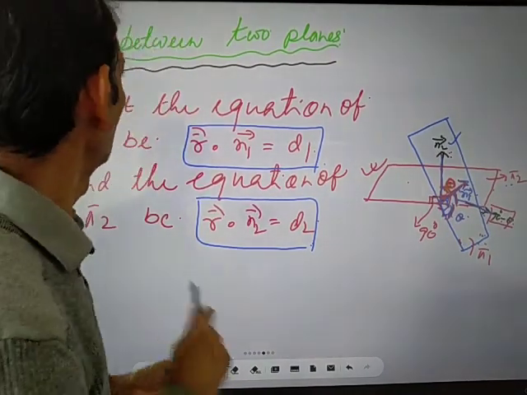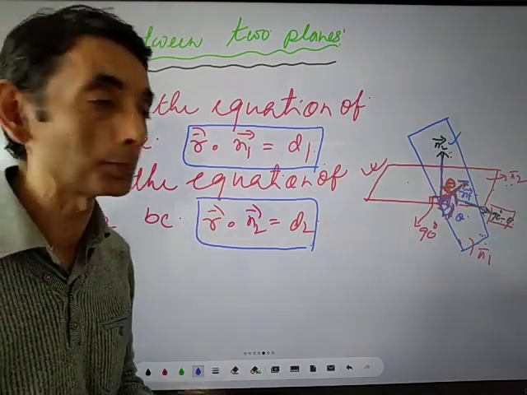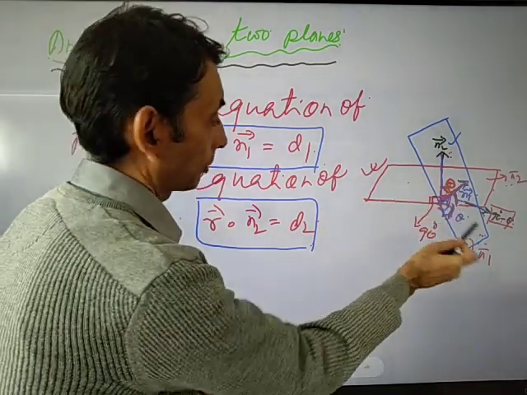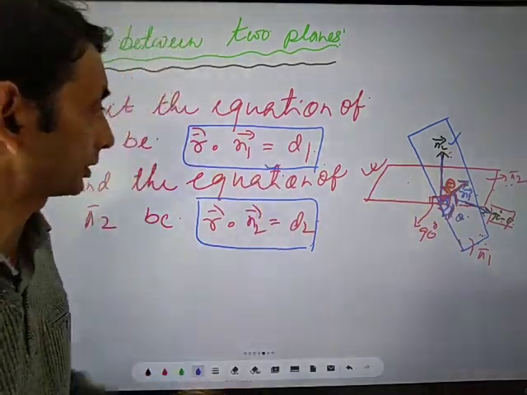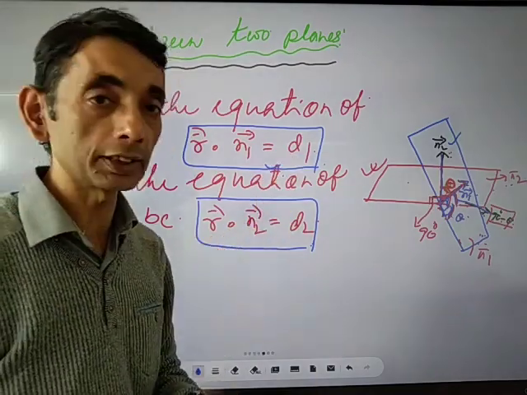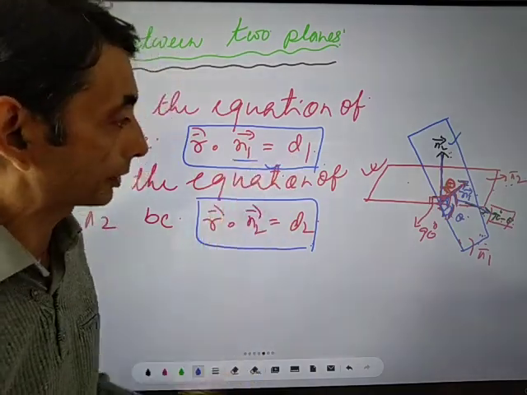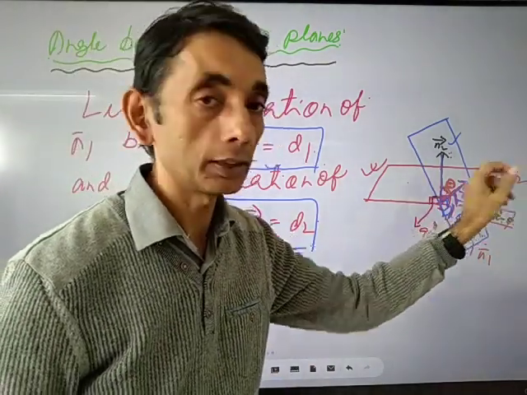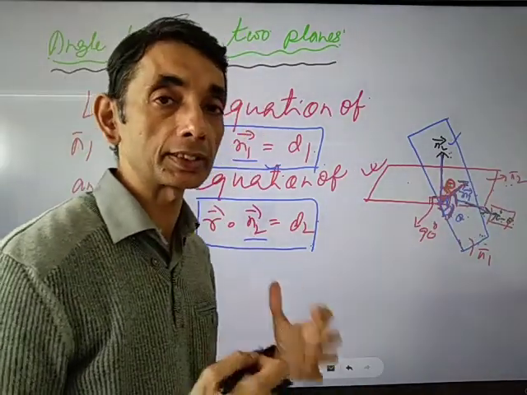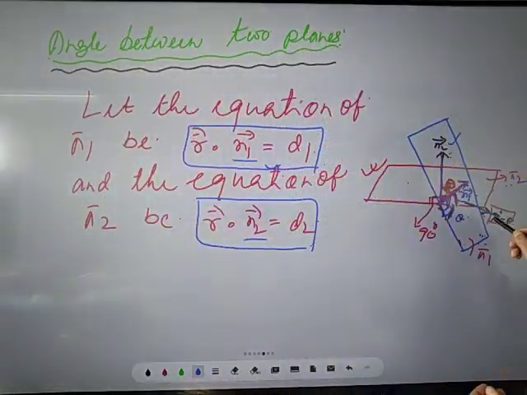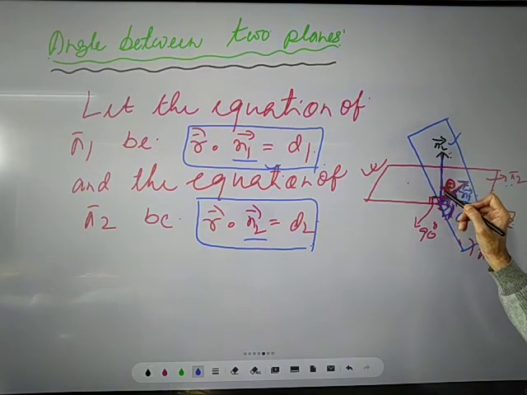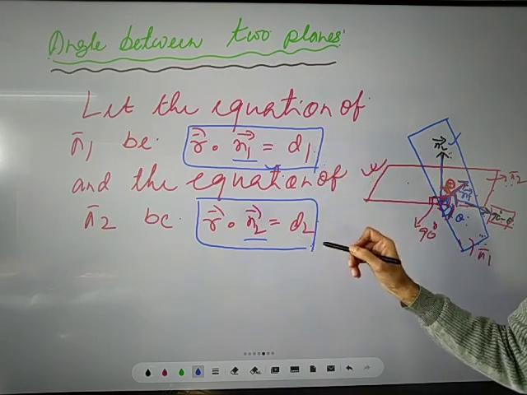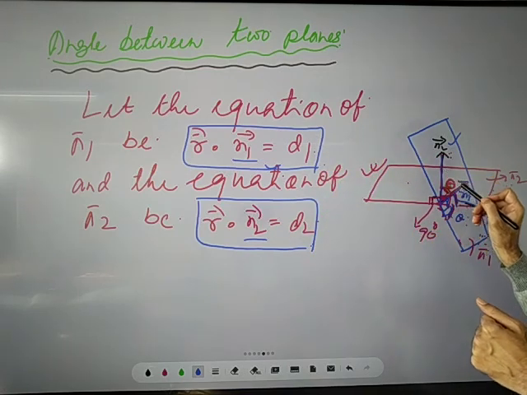Welcome back. We'll continue with this concept, that is the angle between two planes. So we have taken the equations of the two planes, pi 1 as r dot n1 equal to d1 and pi 2 as r dot n2 equal to d2, where n1 is a vector perpendicular to pi 1 and n2 is a vector perpendicular to pi 2. We have also discussed that the angle between the two planes is the same as the angle between the two normals. So it is sufficient to find the angle between the two normals n1 and n2.